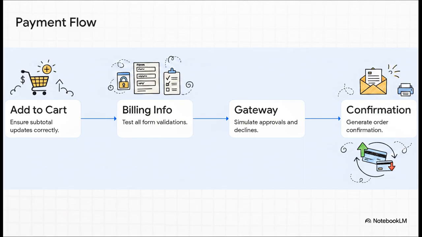Let's move to the cart and see how this builds into a flawless transaction from start to finish. Here are the sequential steps you'll be testing. 1. Add an item to the cart and make sure the subtotal updates. 2. Enter billing info, testing those form validations all over again. 3. Validate gateway processing. This is where we simulate approvals and declines from the banks. And 4. Generate order confirmation. Every single one of these functional handoffs just has to be airtight.